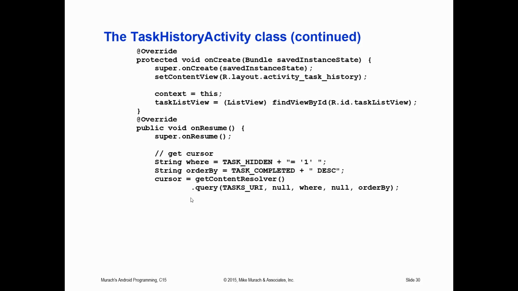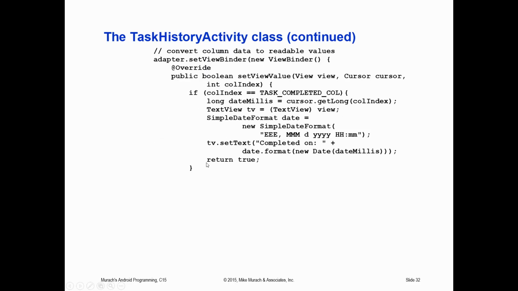Then it sets the context variable and gets a reference to the list view. The onResume method that you see right here begins by using the query method of the content resolver object to get a cursor for all tasks that have been marked as hidden. After getting the cursor, this method defines the variables needed to create the adapter. After setting the listener for the adapter, the code uses the setViewBinder method to convert column data into readable values. Then it uses an if statement to check whether there is a notes column for the task.